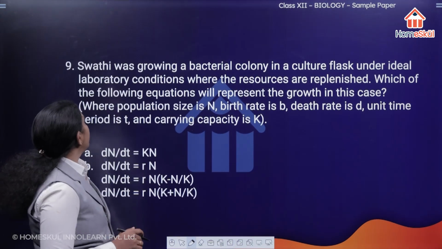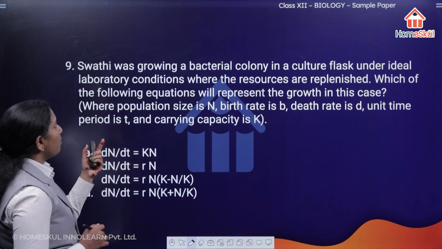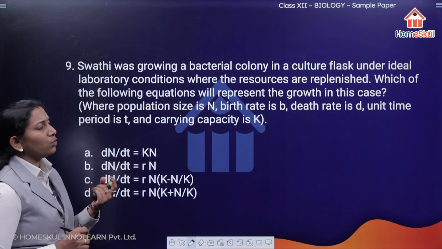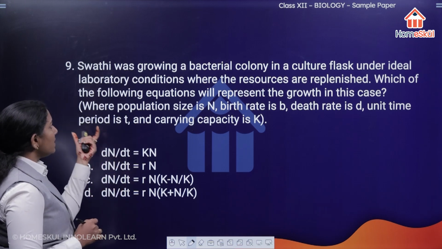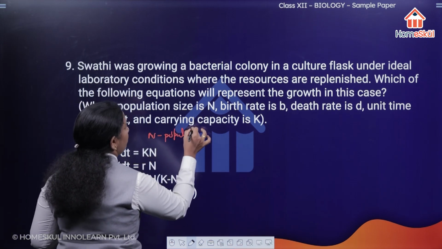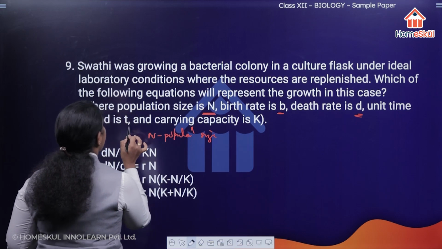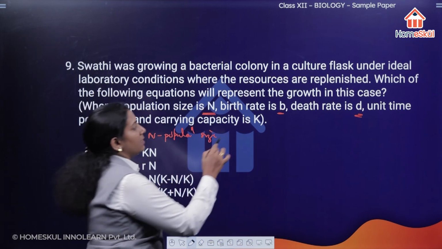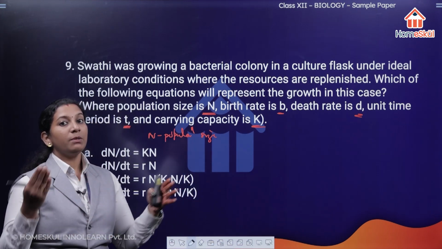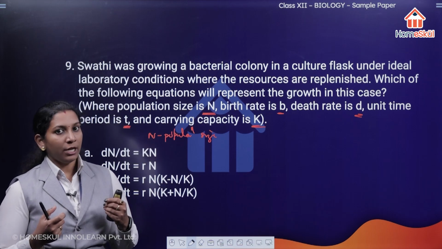Okay, then next question. Swati was growing a bacterial colony in a culture flask under ideal laboratory conditions where the resources are replenished. Which of the following equations will represent the growth in this case? In these equations, n is the population size, b is the birth rate, d is the death rate, t is the unit time for the growth, and k is the carrying capacity of the population. In population growth, you know there are two types of growth patterns: logistic growth as well as exponential growth.